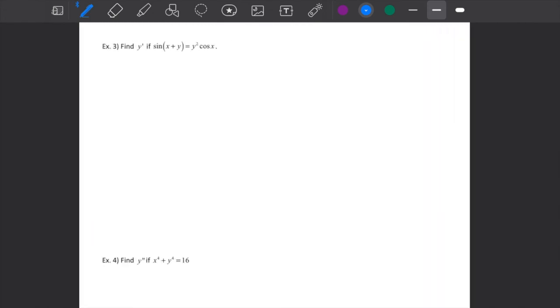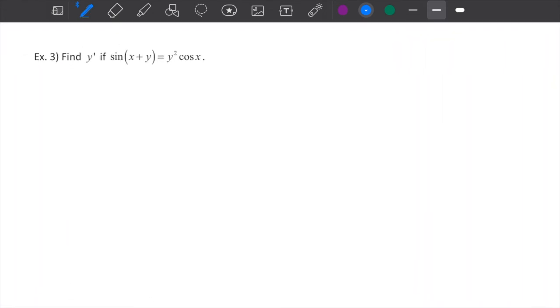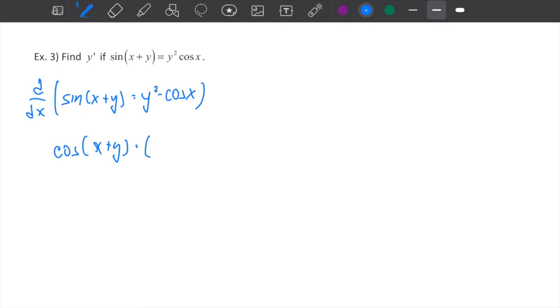Let's try another. Here's a monster of a problem. Sine of x plus y equals y squared plus cos x. Now initially I see, oh, that's the chain rule, because I've got an external function with an internal equation, and then we also have the product rule there. I'm going to apply the derivative operator, d dx, on sine of x plus y equals y squared multiplied by the cosine of x. Derivative of sine is cosine, keep the interior the same, multiplied by the derivative of the interior, which is 1 plus derivative of y is dy dx, equals y squared times cosine x. That's going to be the product rule.